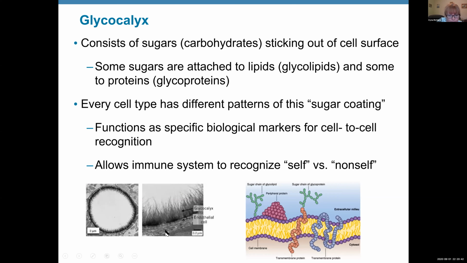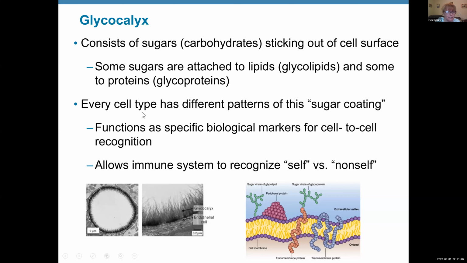Glycocalyx, if you look here, this is an electron micrograph photograph. And this is the surface of the cell. So this is the external part. And you see hair-like structures over here. This is actually a sugar molecule like this, a sugar chain of glycolipids or glycoproteins. And this is what forms the glycocalyx. So it consists of sugars, carbohydrates sticking out of the cell surface. Some sugars are attached to lipids, glycolipids, some to proteins, glycoproteins.